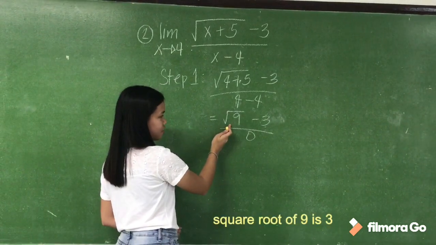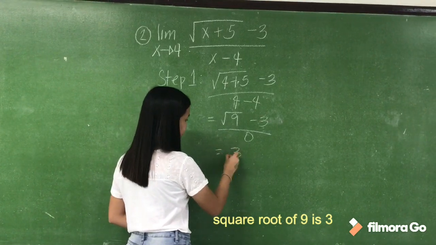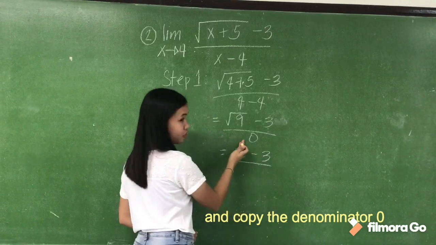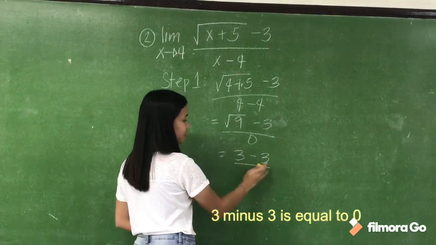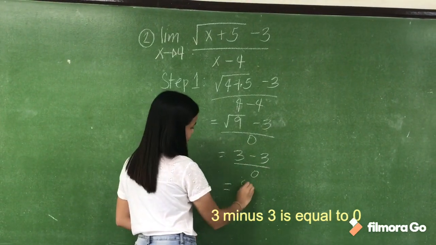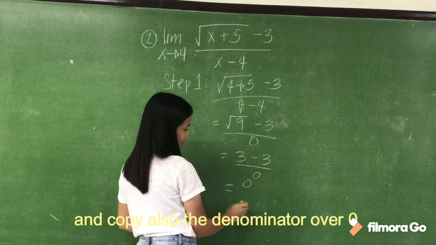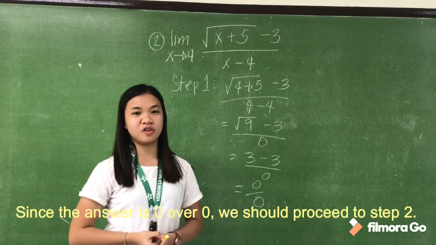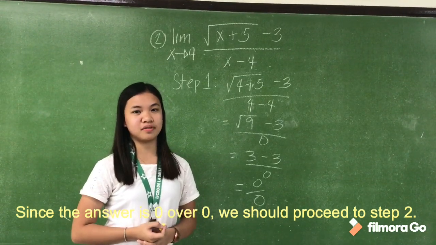So the square root of 9 is 3. Copy 3 minus 3 and copy the denominator 0. 3 minus 3 is equal to 0, and copy also the denominator, over 0. Since the answer is 0 over 0, we should proceed to step 2.